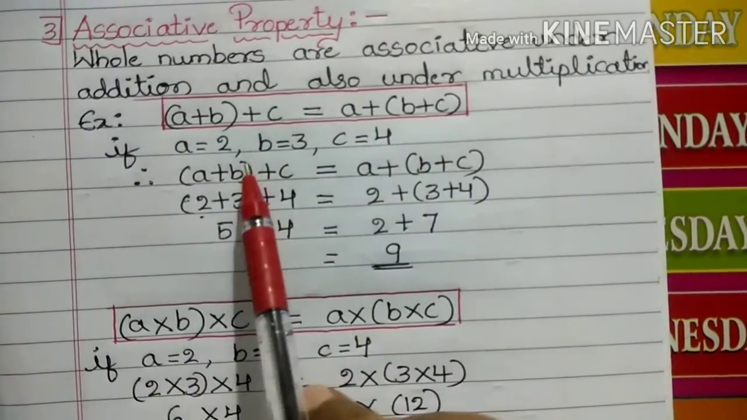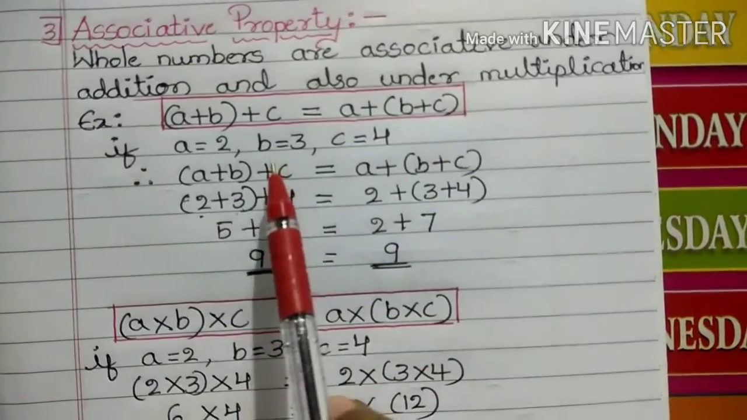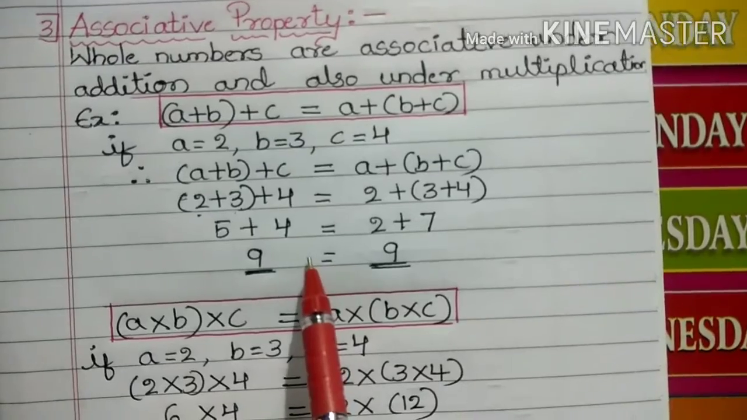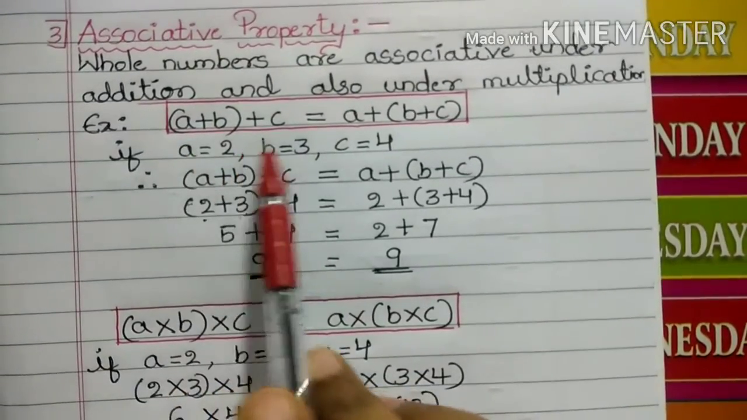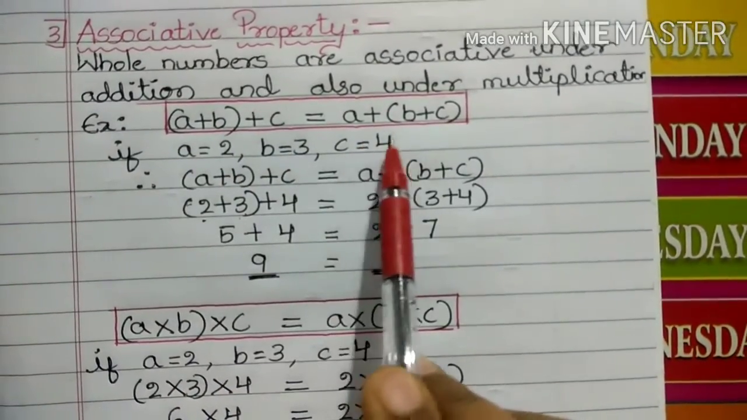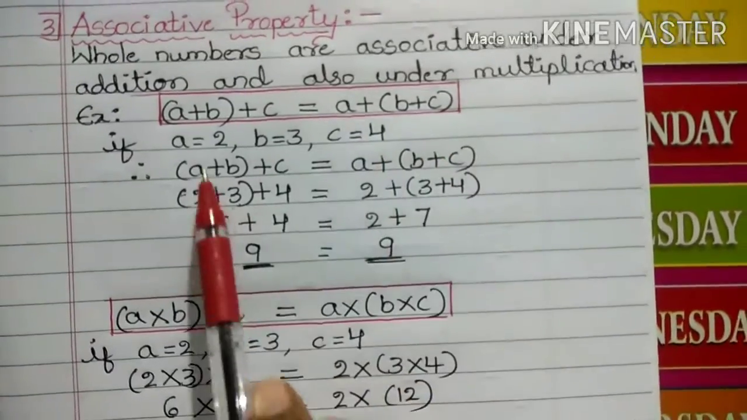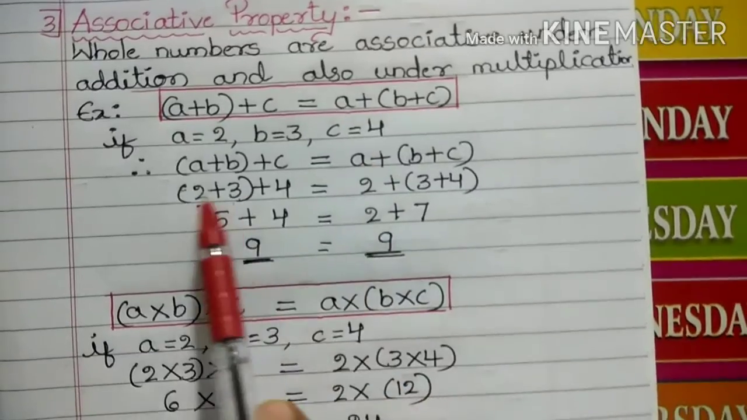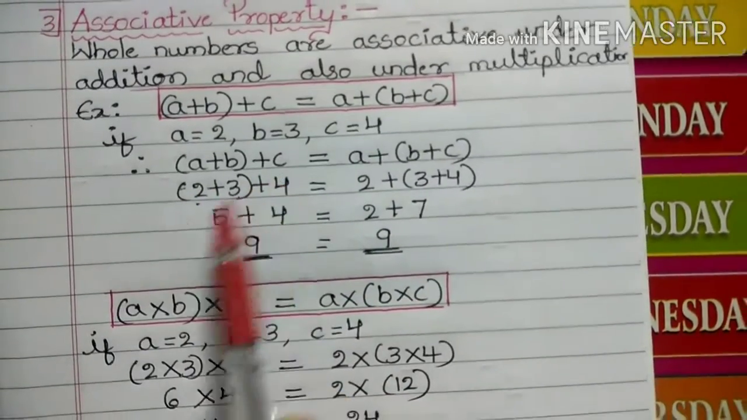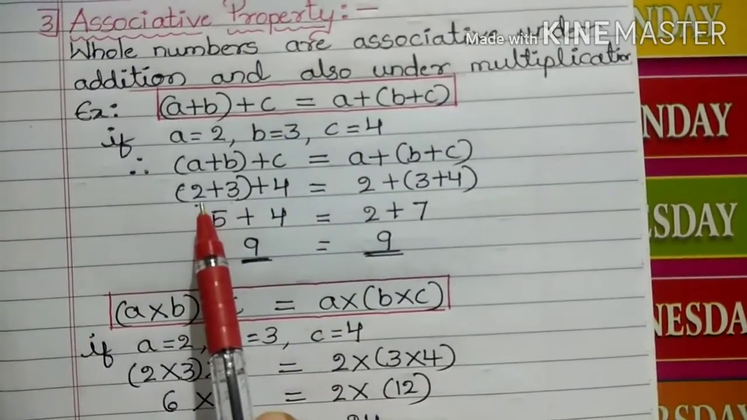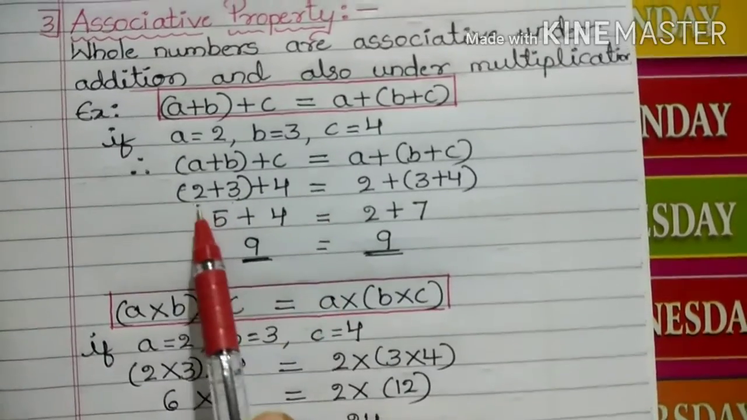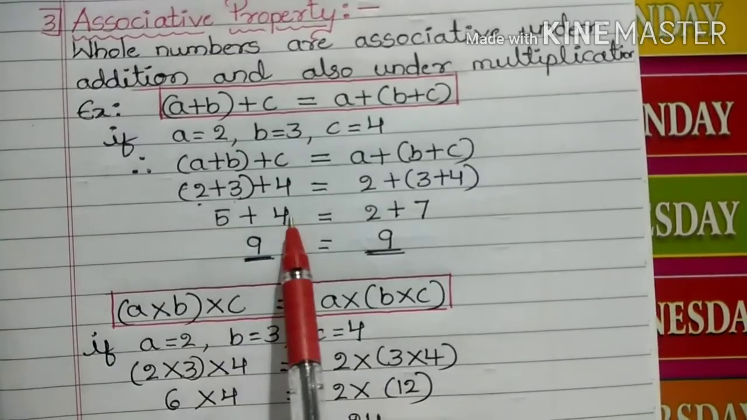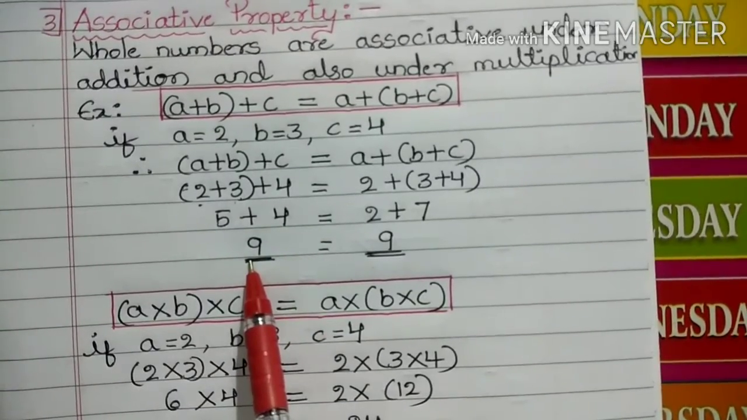However we add, the answer should be a whole number and also the same. So (A plus B) plus C equals A plus (B plus C). Now consider A equals 2, B equals 3 and C equals 4. Therefore (A plus B) plus C, put the values of A, B and C: 2, 3 and 4. So 2 plus 3 equals 5, plus 4, which equals 9.